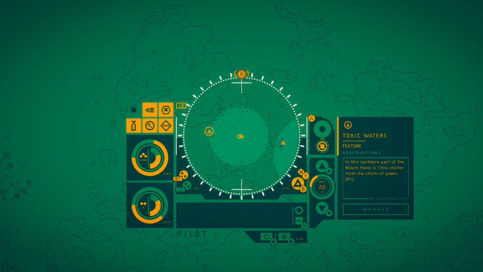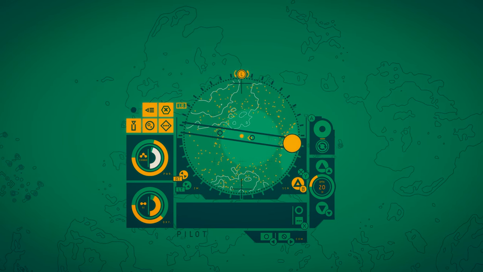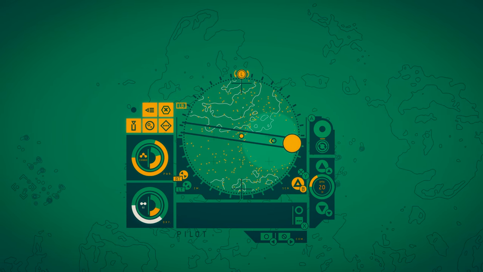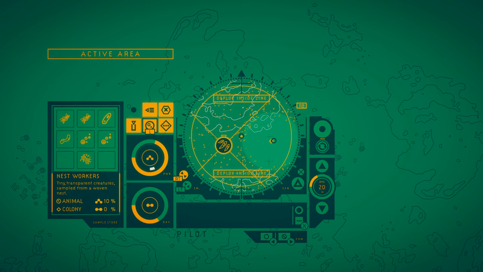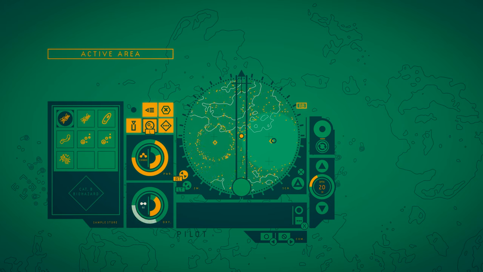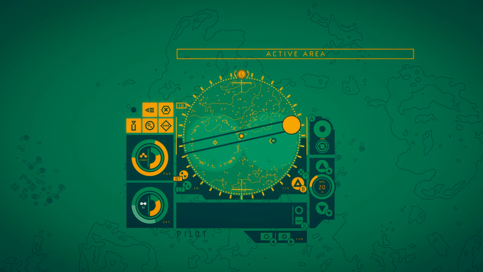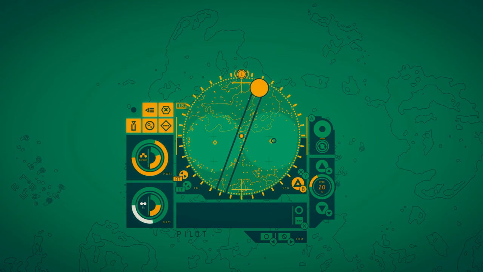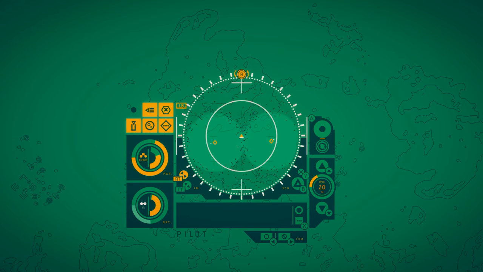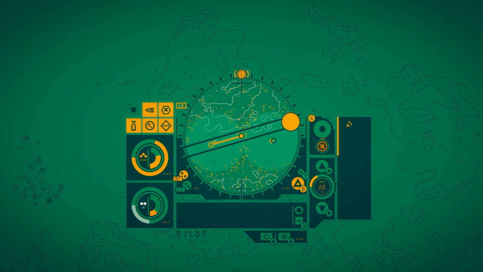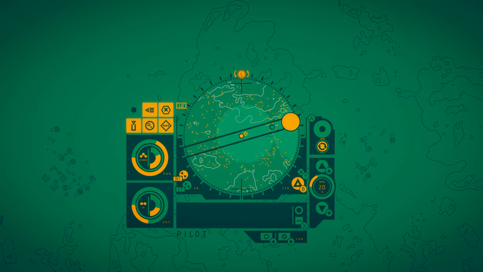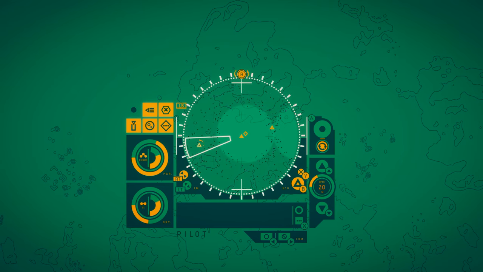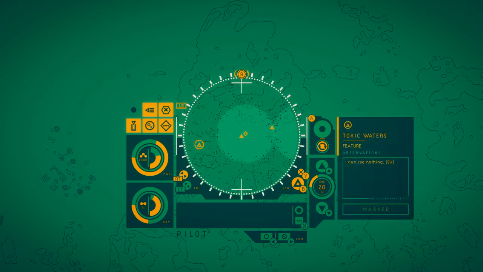In this northern part of the bloom, there's little shelter from the storm of green. Are we gonna be safe here? No. We're still not safe? Oh, we're like in the middle zone, right in between them. Dang. Go, go, go, go, go. I can see nothing. Whoa.